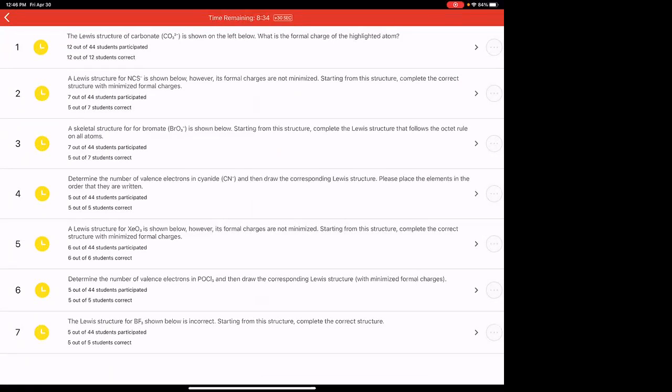Number 3 here is a lot like the one you just asked about. It says that you want to follow the octet rule on all atoms, so you don't necessarily end up with the best possible structure, formal charge wise. But again, watch the fine print there, guys.